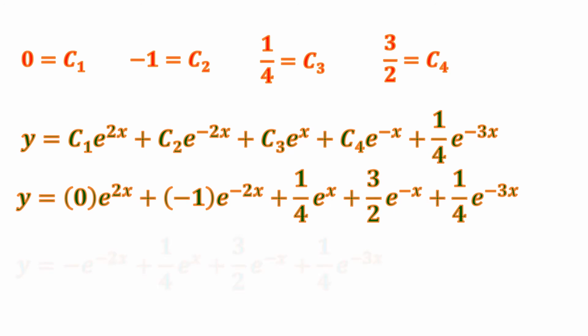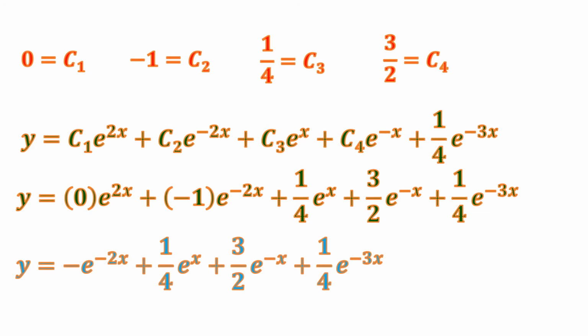And to simplify further, we have y equals. So the 0e to the 2x is gone because it's times 0. And then the negative 1 we'll just write as a negative instead, because 1 is just an invisible 1 at the side of the e. Then we have plus 1/4 e to the x plus 3 halves e to the negative x plus our yp, which is 1/4 e to the negative 3x, and that's the final answer.